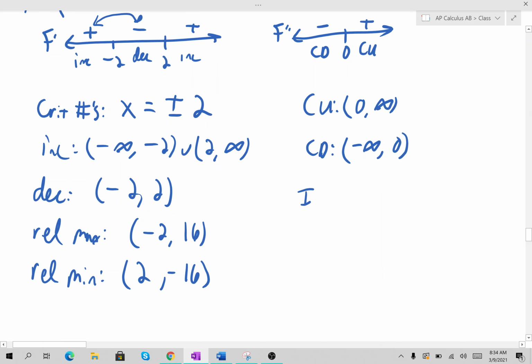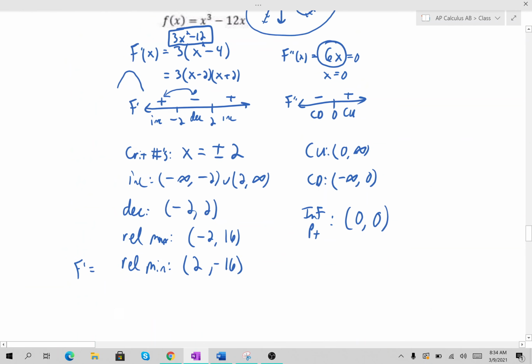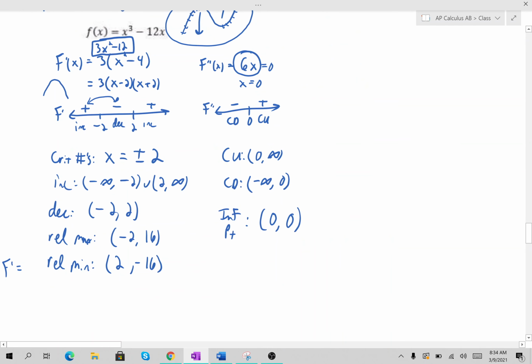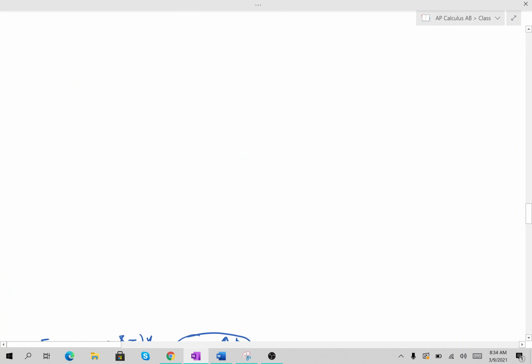And we have an inflection point. I switch back and forth between point of inflection and inflection point. They're the same thing. At 0, and if you plug 0 into your function, you get back 0. So that's all that work right there. Nice and neat. Okay. Let's grab this next one.